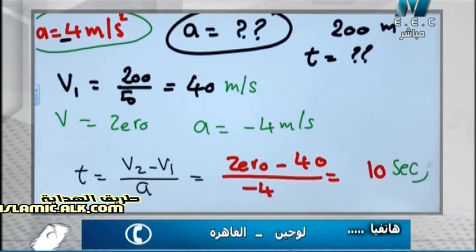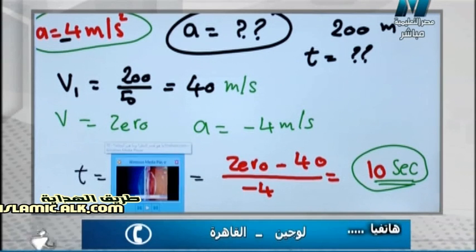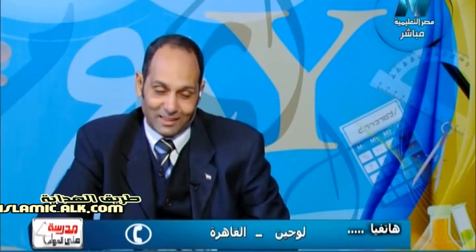Excellent, Lujain. I have a question for you, Lujain. Acceleration is A. Can I write it as capital A? Of course not, very good, because capital A is the symbol for area.